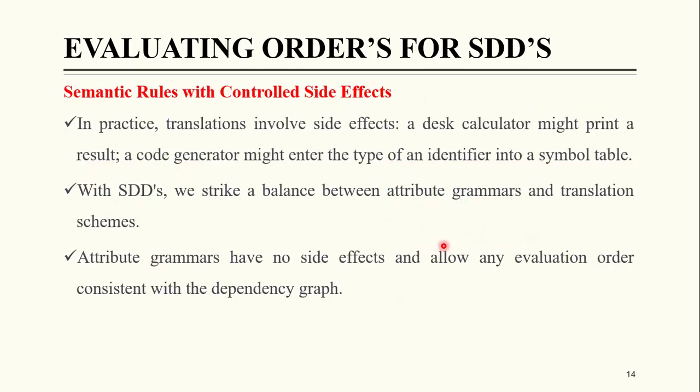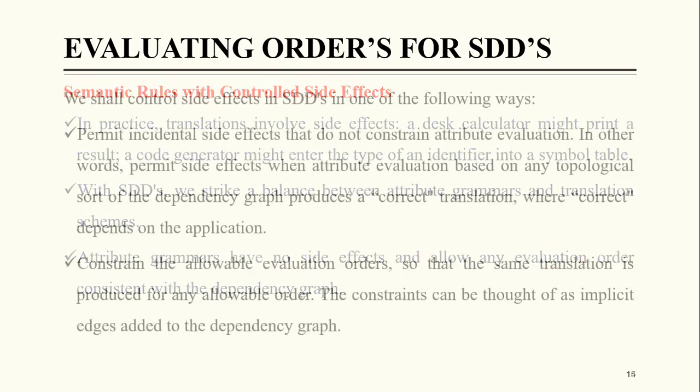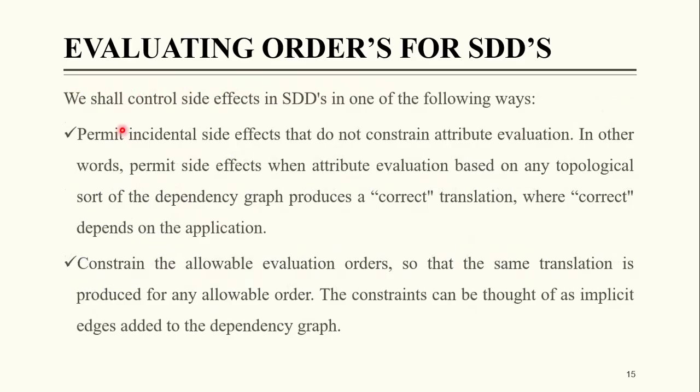The next subtopic is semantic rules with controlled side effects. In practice, translation involves side effects. A desk calculator might print a result. A code generator might enter the type of an identifier into the symbol table. With SDDs, we strike a balance between attribute grammars and translation schemes. Attribute grammars have no side effects and allow any evaluation order consistent with the dependency graph. We shall control the side effects in SDDs in one of the following ways.